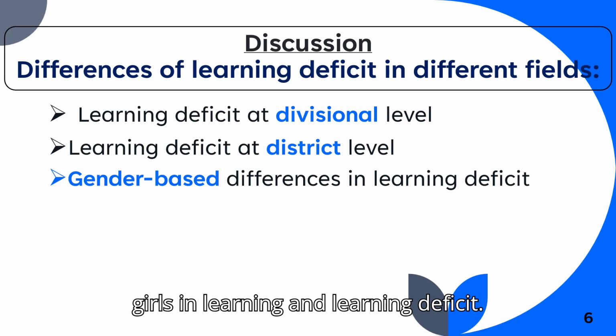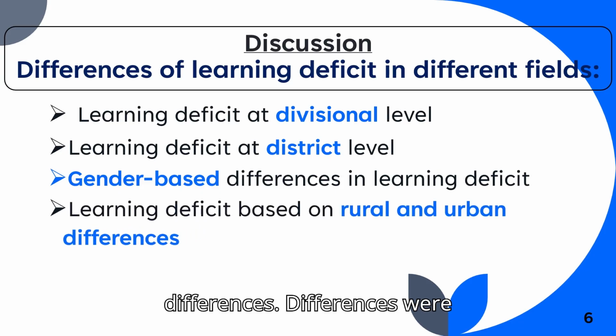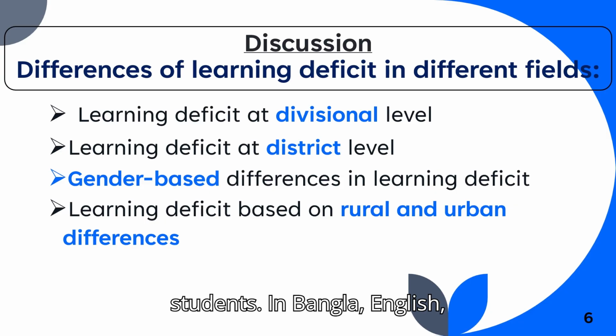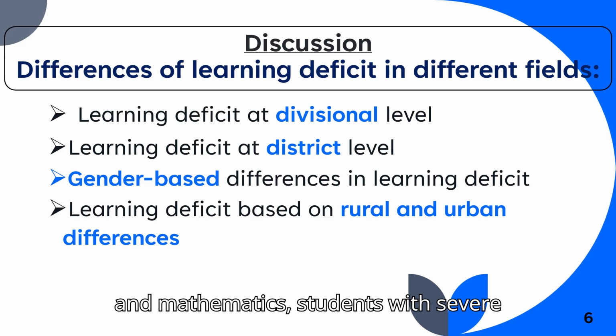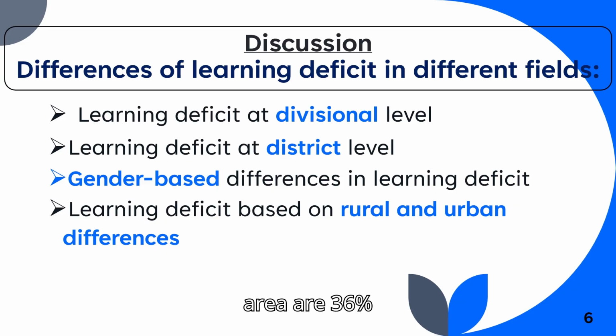in learning and learning deficit. Considering rural and urban differences, differences were found among rural and urban students. In Bangla, English, and mathematics, students with severe learning deficit in city and village areas are 36% and 43% respectively.